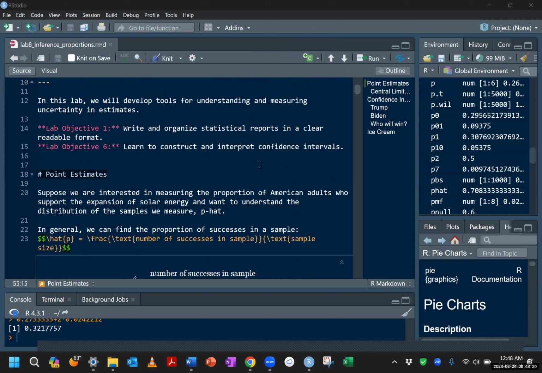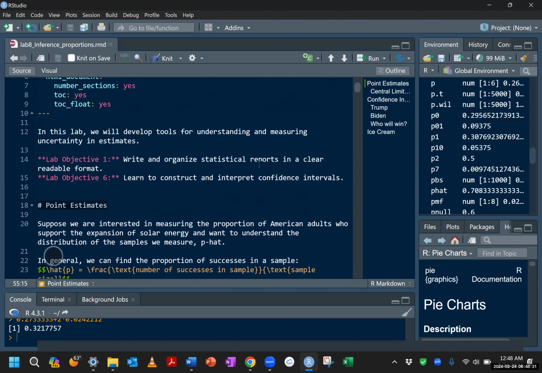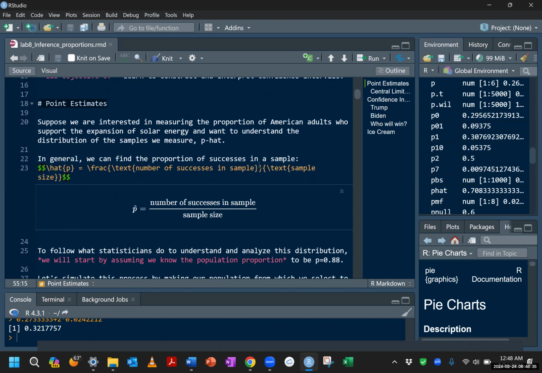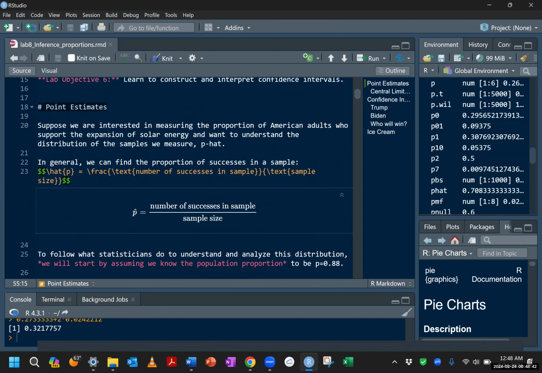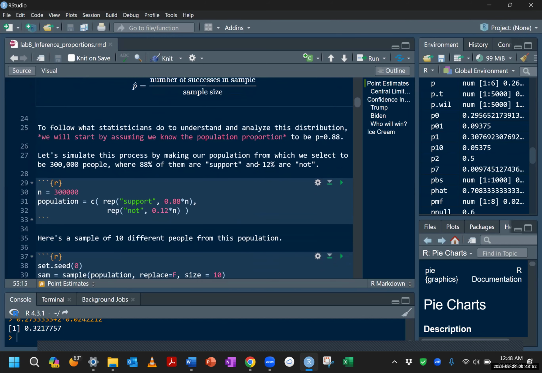So, hope you're ready. I have an example now that explains really what's going on when we do inference, the theory behind it. P hat is always the sample, the number of successes in a sample over the sample size. And we want to use p hat to study what's going on in the population. So to illustrate this, let's first say we know what's going on in the population. Usually that's never the case.